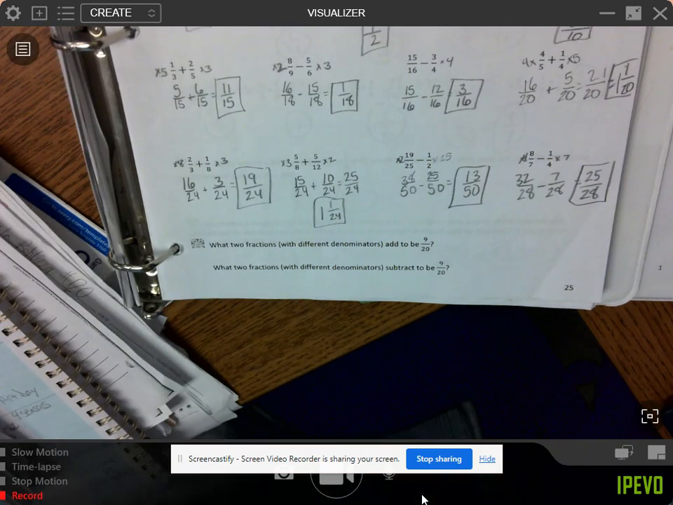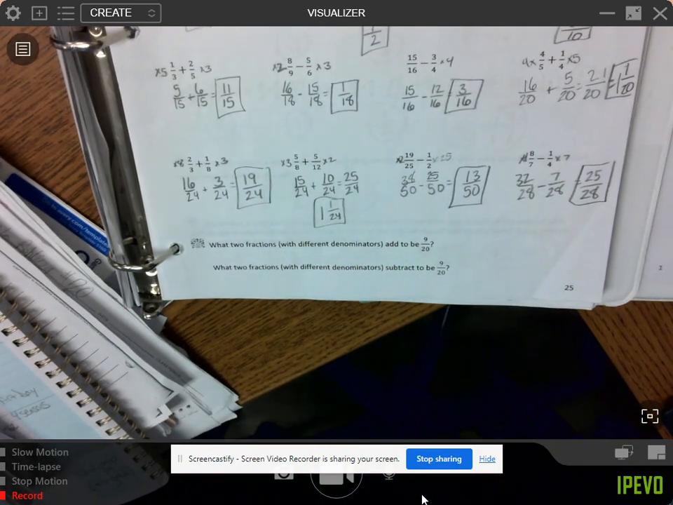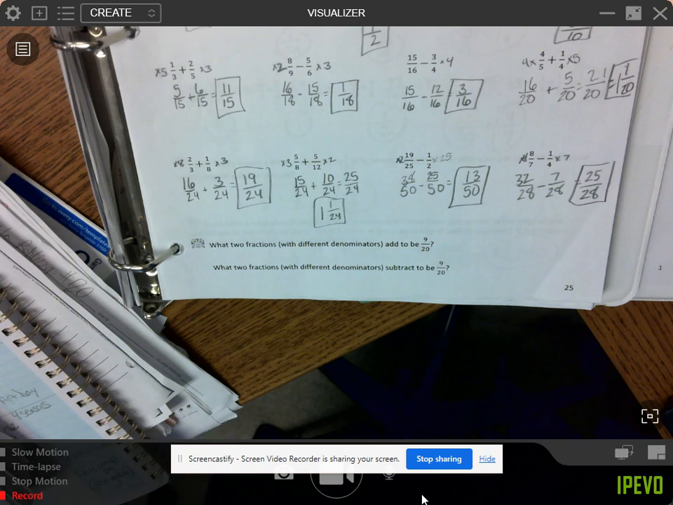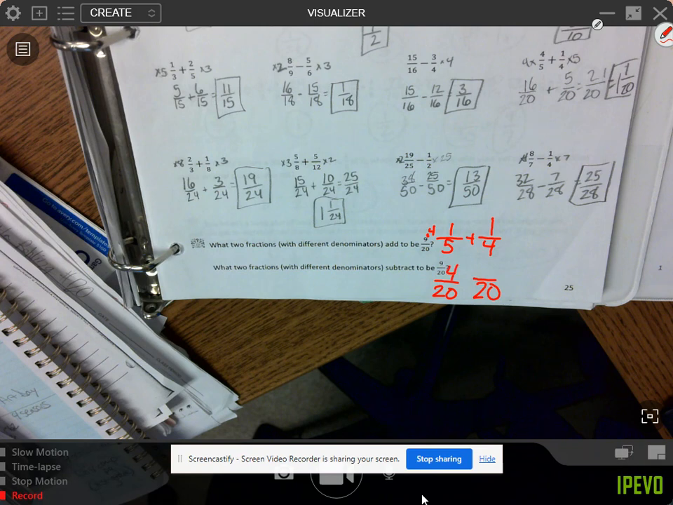All right, so let's look at that bottom. What two fractions with different denominators can add to be 9/20? What is something that someone came up with? Lauren? 1/5 plus 1/4. Well, we want to find that common denominator of 20 for both of those. So to go from 5 to 20, we have to multiply by 4. 4 times 1 is 4. To go from 4 to 20, we multiply by 5. 1 times 5 is 5. I add them together and I get 9/20.